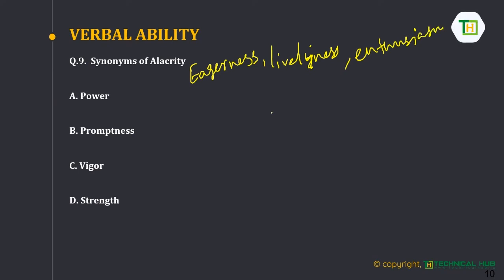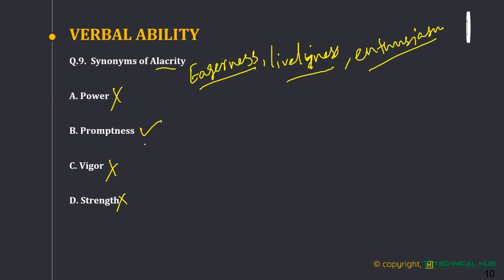Okay, so here we cannot use vigor, power, or strength. We can say promptness. Promptness we can use. So remember, alacrity means eagerness, liveliness, or enthusiasm. Promptness is the right synonym for alacrity. Okay, remember this.